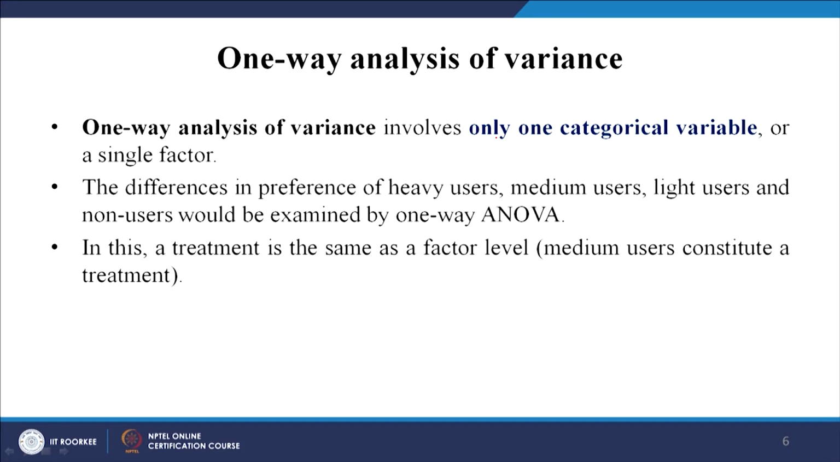So, one way analysis of variance involves only one categorical variable. What it says? Only one categorical variable or factor with several levels, right. The differences in preference of heavy users, medium users, light users and non users would be examined by this one way ANOVA. In this, a treatment is the same as a factor level.